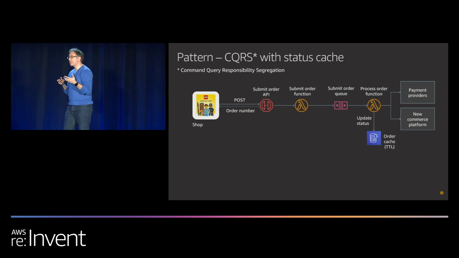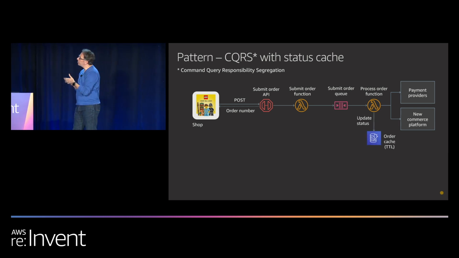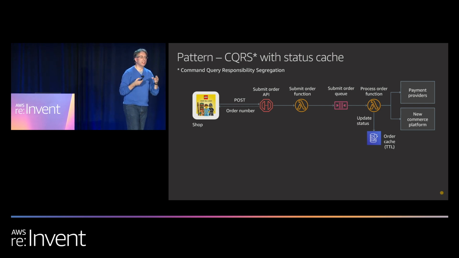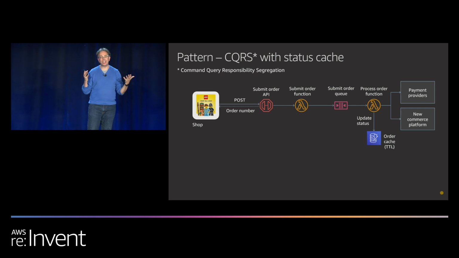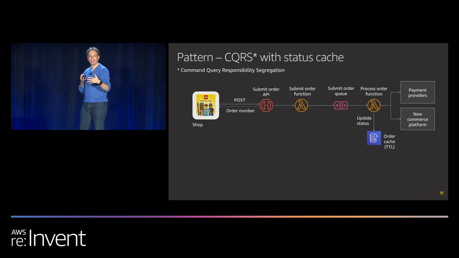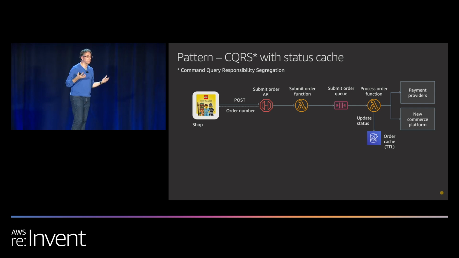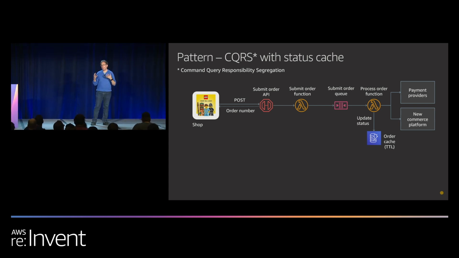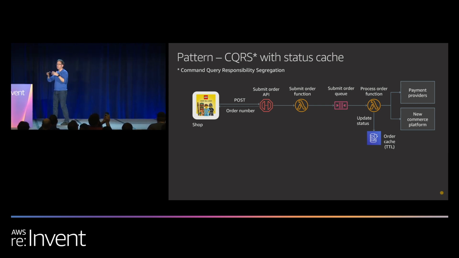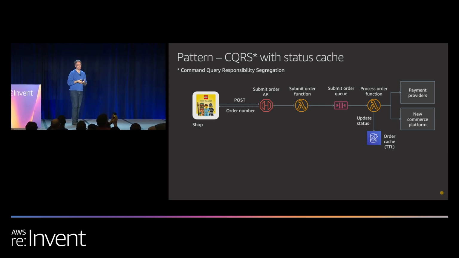During all these operations, this Lambda, the backend process order function, is keeping the status updated in a DynamoDB table. So in this case, they're using DynamoDB as a cache. It's a little bit of an abuse, but DynamoDB is replicated across multiple availability zones. It works well because they use DynamoDB with an on-demand configuration, so DynamoDB scales automatically. They don't have to manage the throughput.